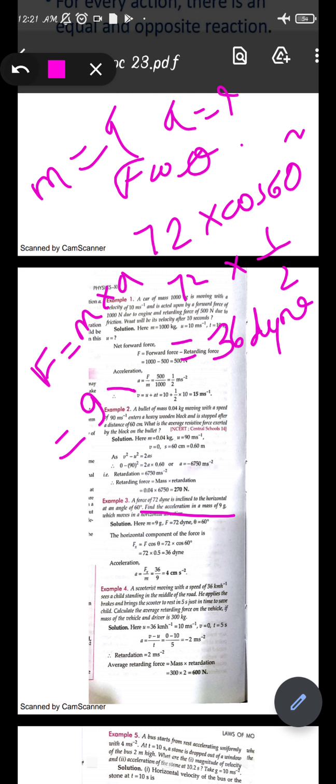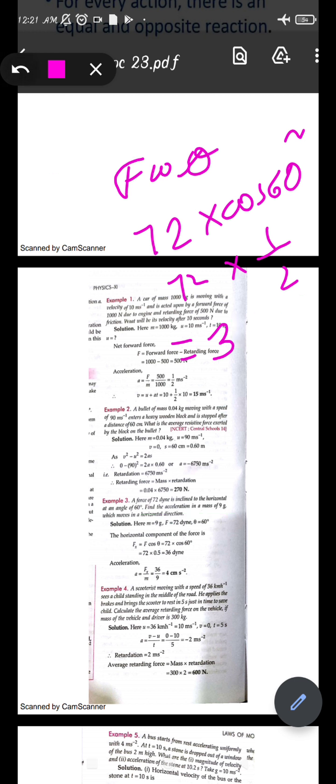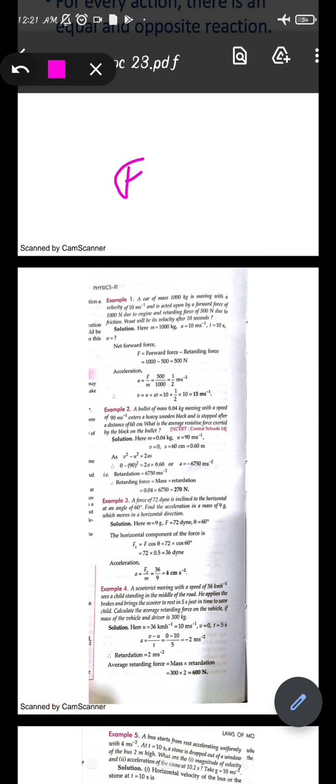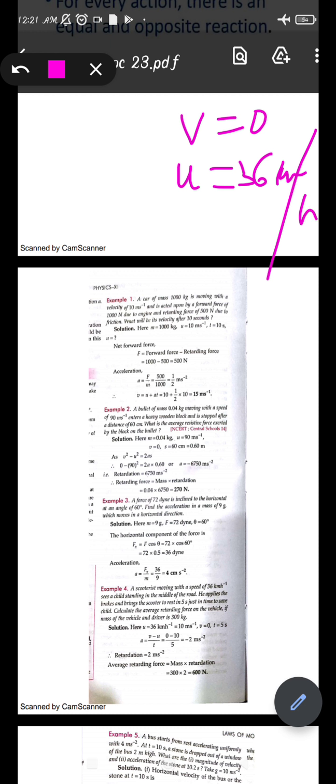Okay, so we have seen how to solve these numericals. The last numerical is: a scooter is moving with a speed of 36 km per hour. So that is the value of u, and he says that a child is standing in the middle of the road. He applies the brakes, so on applying, v will be 0 and u is given as 36 km per hour. It is given that he applied the brakes in 5 seconds just in time to save the child, so time is 5 seconds.